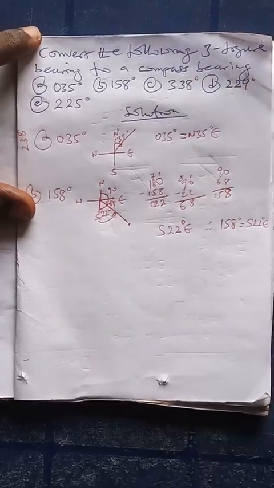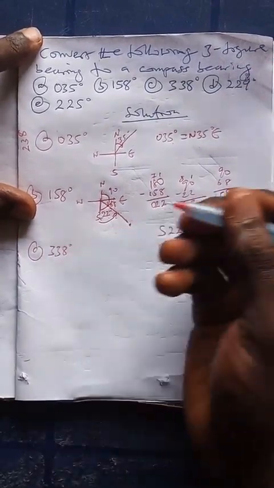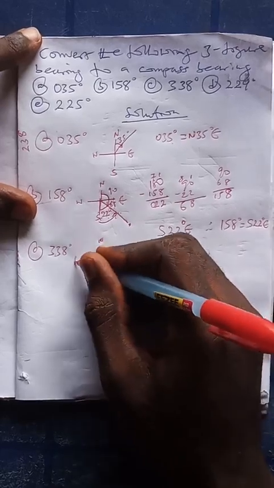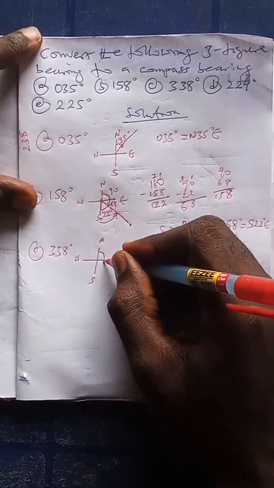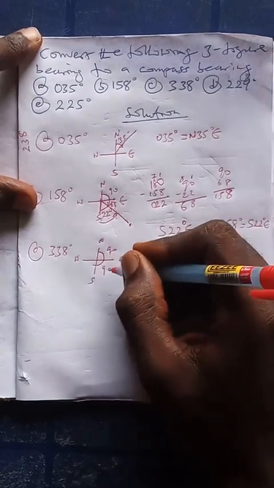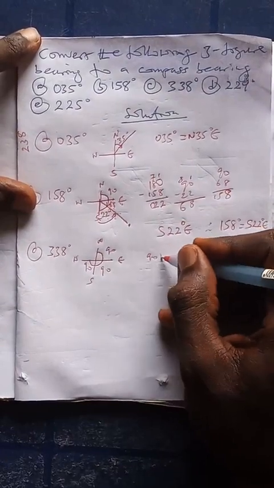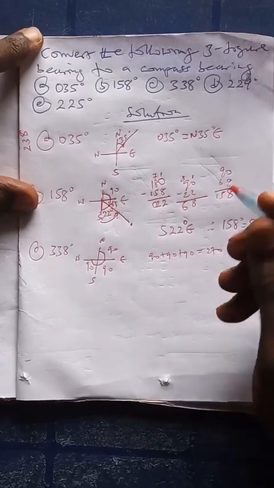Now let's try one more. Number C, where we are given 338 degrees. We draw our cardinal points north, south, west, and east. From here to here is 90, so we have 90 here. From here to here again is another 90, and from here to here again is another 90. So 90 plus 90 plus 90 gives us 270 degrees.